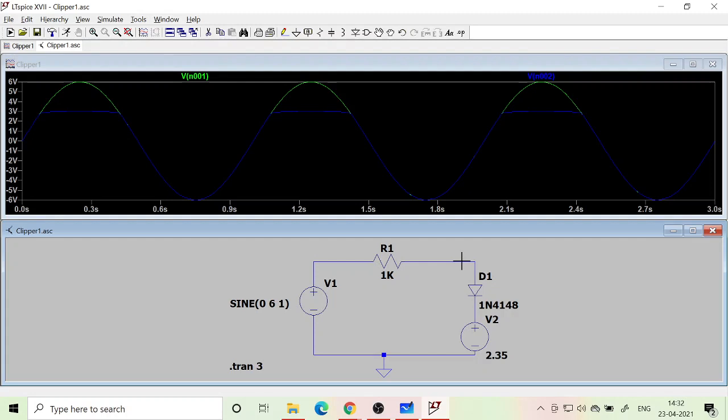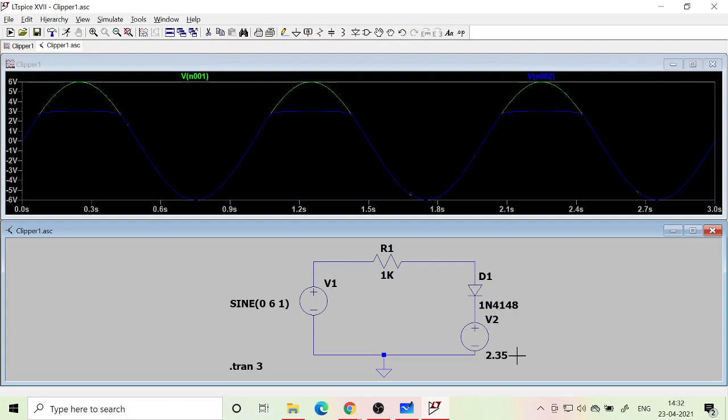Yes, I got exactly the way I wanted. Here I am using a real diode, not an ideal diode. If it was an ideal diode, I would have used a 3 volt battery here instead of 2.35. But here I used a 2.35 volt battery because I know there is a cut-in voltage across the diode D1, which is 0.65. From the data sheet or from our calculation from the earlier experiment, we got that.